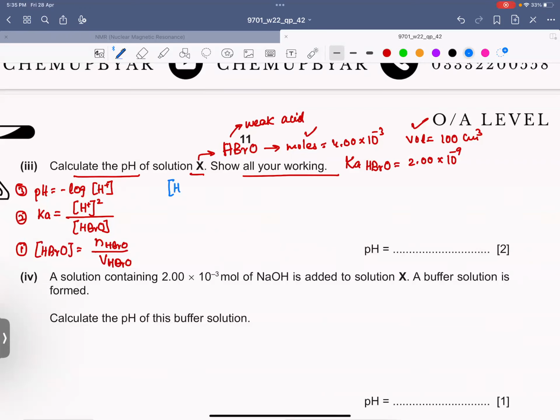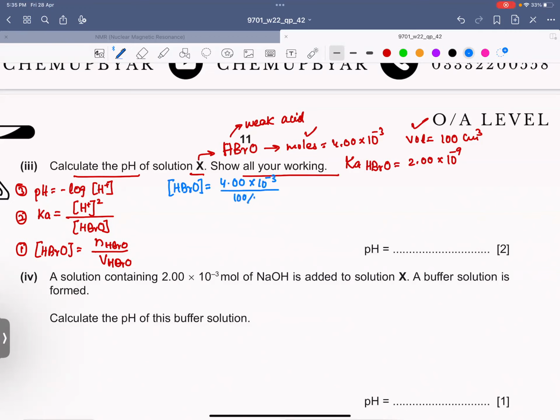So first find the concentration of HBrO. That is equal to the moles of HBrO, which are 4.00 × 10^-3, over the volume, which is 100 cm³. That must be divided by 1000 to convert into dm³. So can anybody tell me the concentration of HBrO? 0.04. 0.04 mol per dm³.